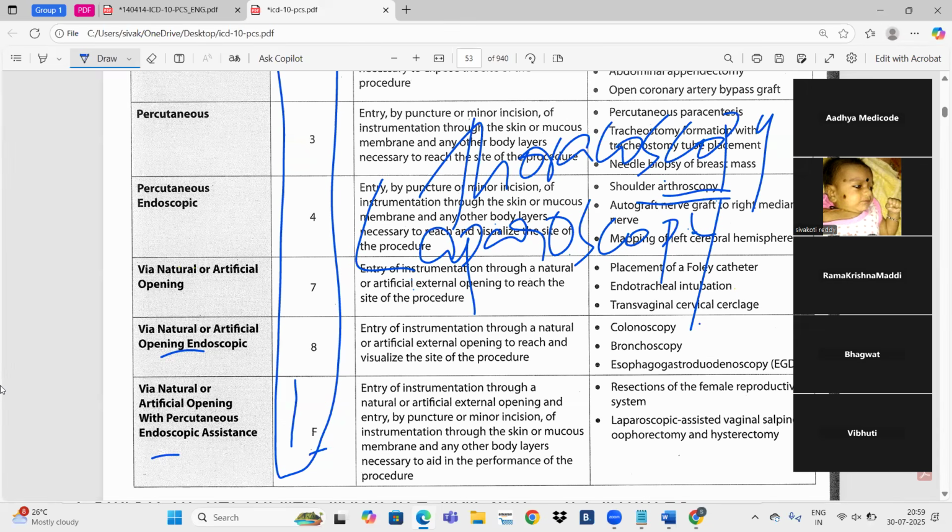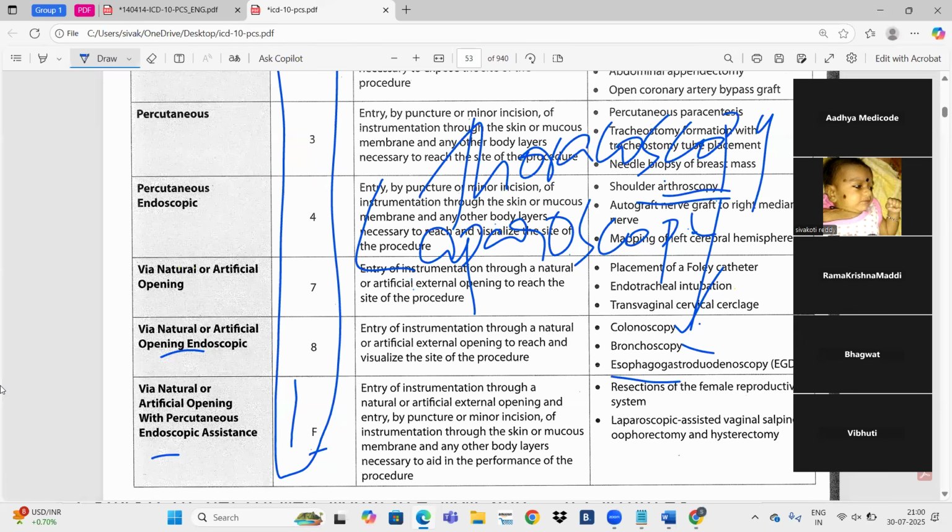Check. Colonoscopy, bronchoscopy, esophagogastroduodenoscopy. Colonoscopy, bronchoscopy, esophagogastroduodenoscopy. So if they do the procedure using laparoscopy, arthroscopy, thoracoscopy, it is 4. If they do the procedure using colonoscopy, bronchoscopy, EGD, it is 8. So remember these scopies. Which scopy comes under percutaneous endoscopy? Which scopy comes under via natural or artificial opening?